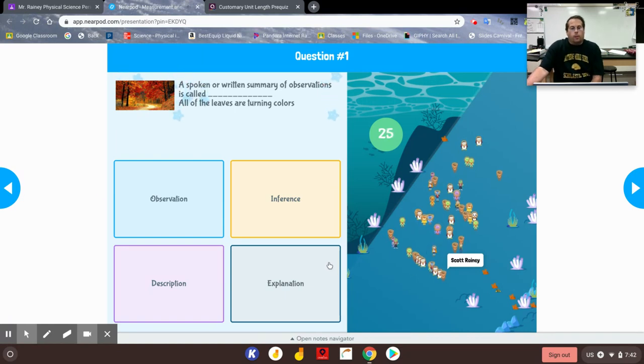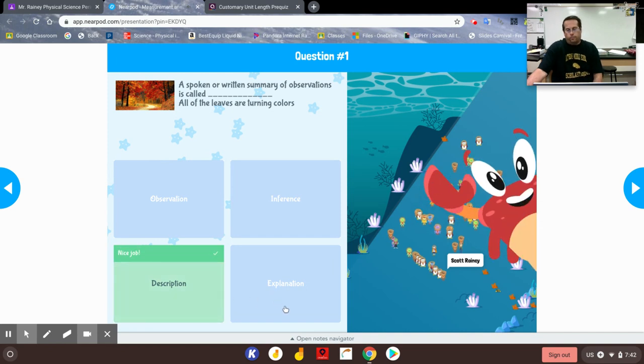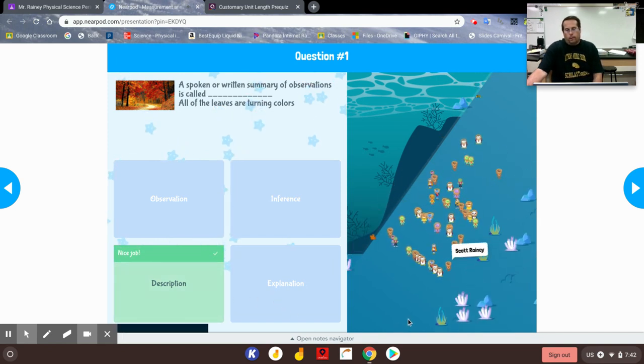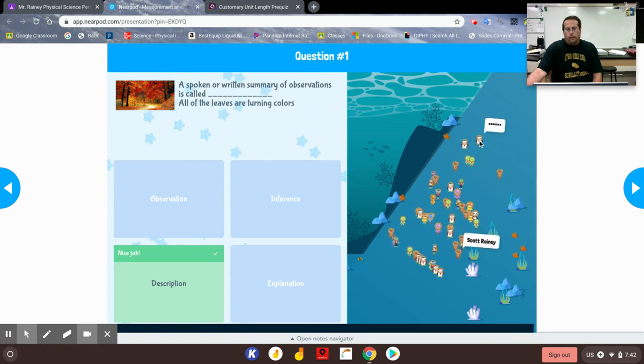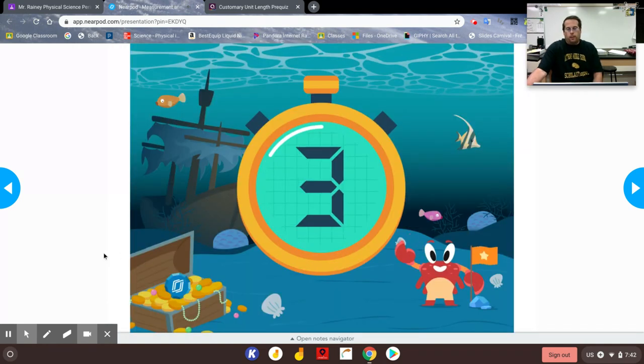A spoken or written summary of observations is called this. All of the leaves are turning colors, as an example. If I'm just telling you what I'm seeing, that is a description. And you can see all the characters and how we did. I would be able to see who was first, but you guys can't. But still, it's pretty interesting.